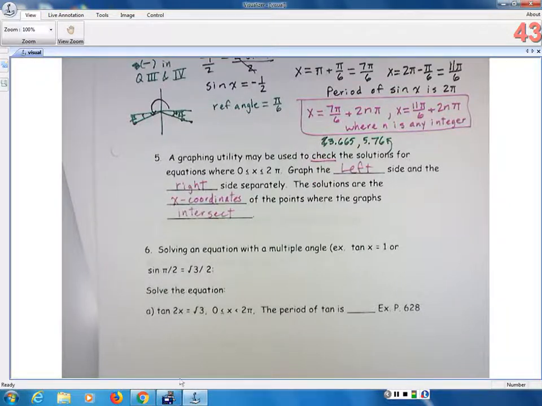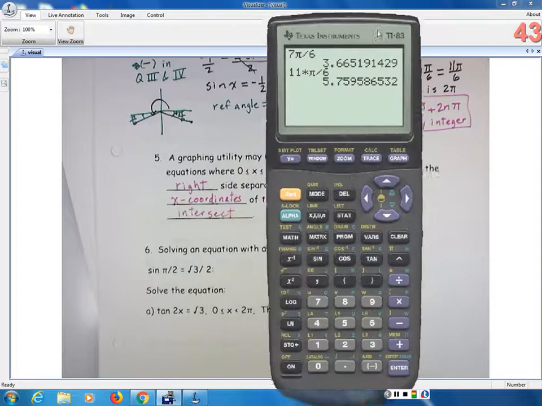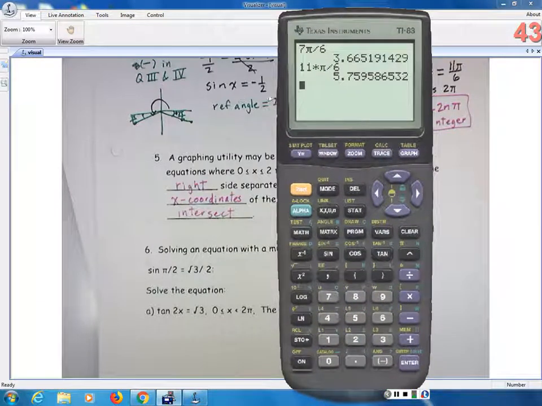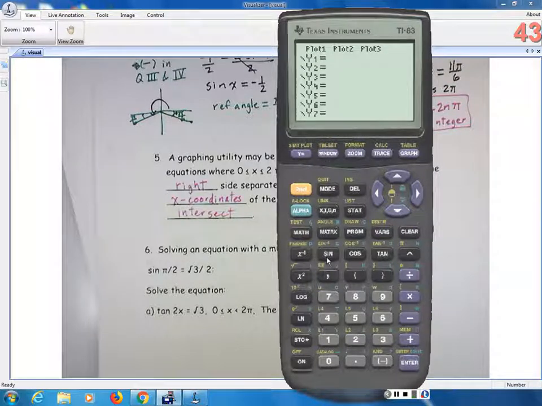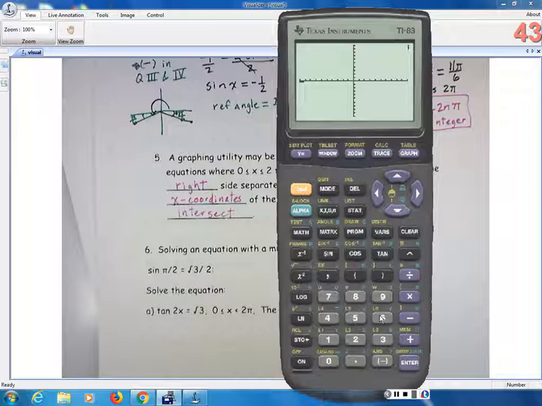So we're going to check, okay, calculate. The left side of the equation is sine x. Y equals sine x. The right side of the equation is negative 1 divided by 2. So do zoom 6. Oh, there's that straight line with sine. Oh, let's do zoom decimal.